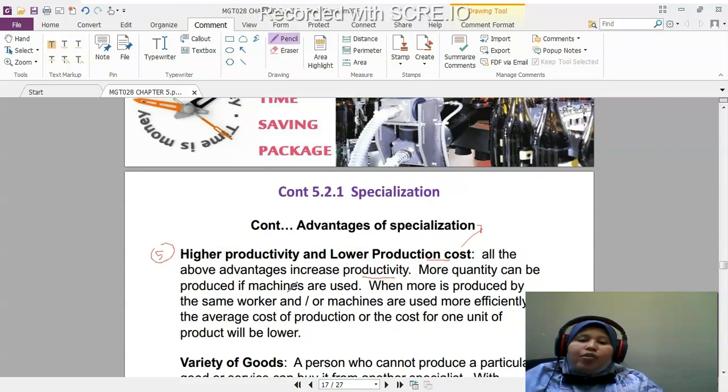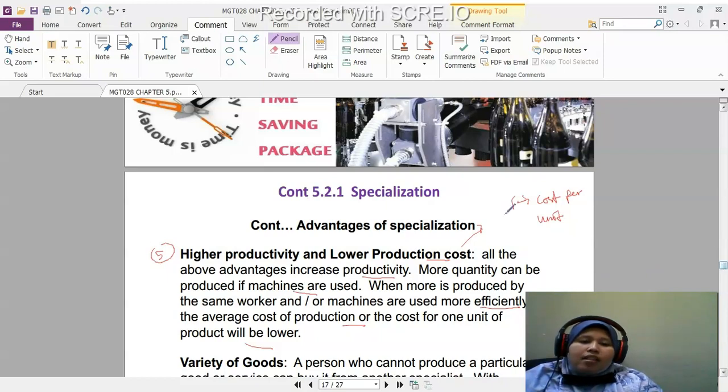More quantity can be produced in machine. When more is produced by the same worker or machines are used more efficiently, okay, the average cost of production per unit will be lower. So jadinya biscuit satu tu dia akan jadi murah lah. Okay, cost per unit dia akan jadi rendah. Because of what? Because we have specialization. Machine dia akan di fully utilized. Okay. So time consume akan jadi rendah.